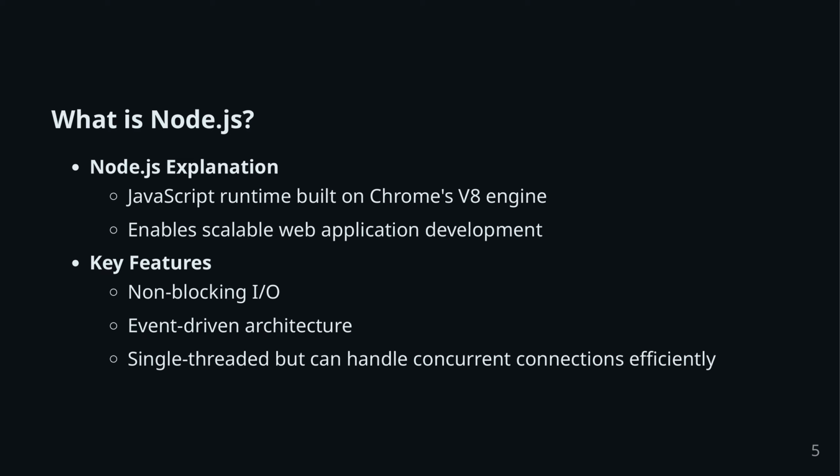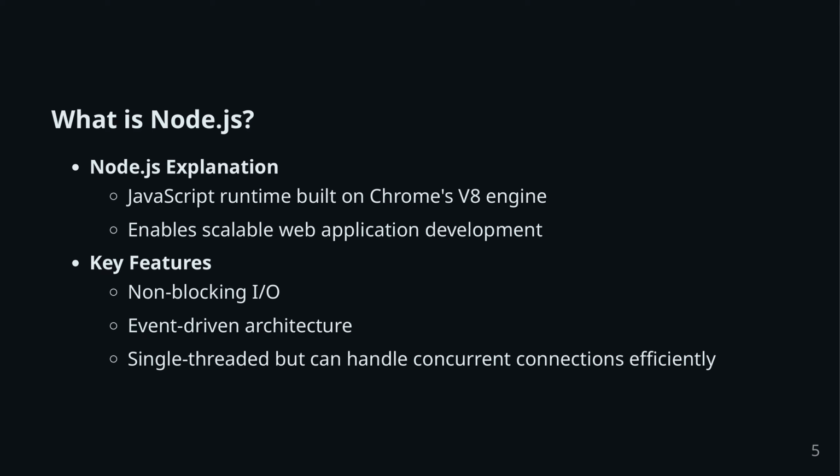1. Non-blocking I/O. This feature ensures that operations such as reading from a database or file system do not block other operations from executing, which is crucial for building high-performance, real-time applications. 2. Event-driven architecture. In Node.js, everything that can happen within a process is an event. This architecture allows the application to be more responsive due to its ability to handle numerous events simultaneously.